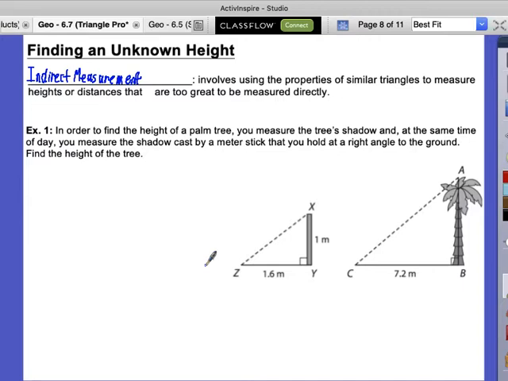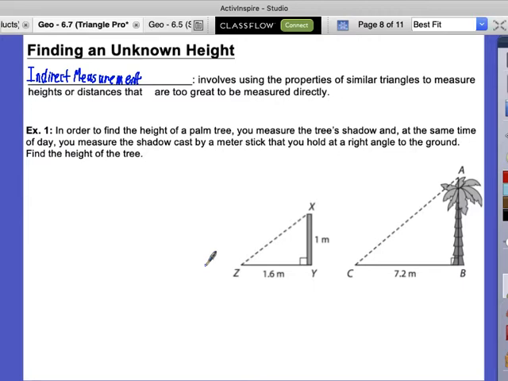Okay. Indirect measurement means it's not direct. So it means you're basically not just going up and down with a tape measure going, oh, it's this long. It involves using the properties of similar triangles to measure heights or distances that are too great to be measured directly.